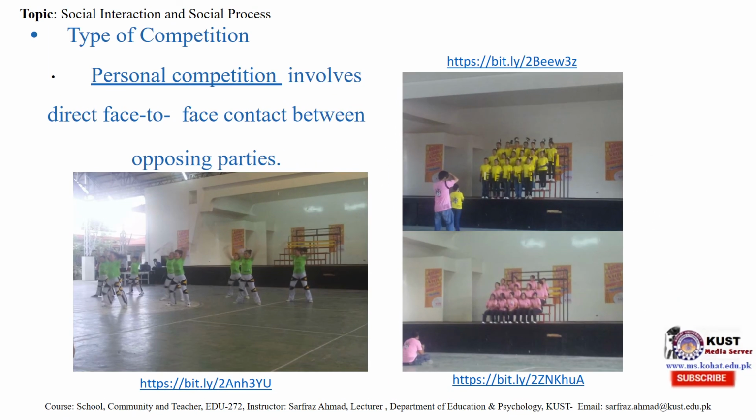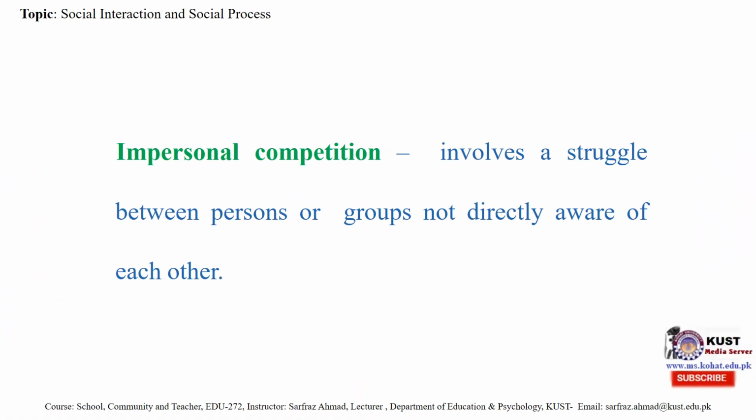So there are some types of competition, like personal competition. Personal competition involves direct face-to-face contact between opposing parties. On the right-hand side pictures you can see face-to-face competitions. So this is called personal competition. Impersonal competition involves a struggle between persons or groups not directly aware of each other.